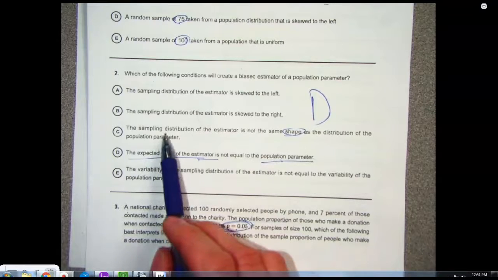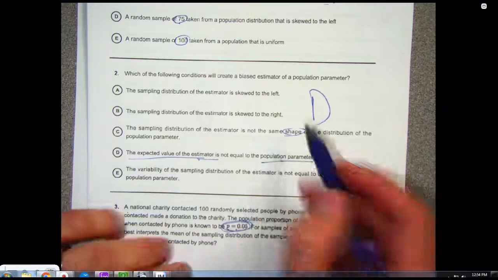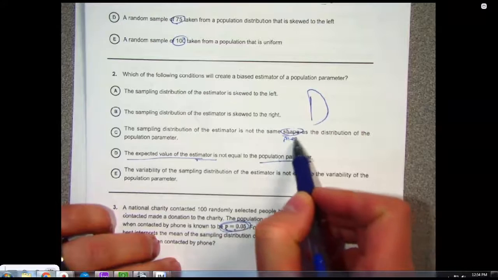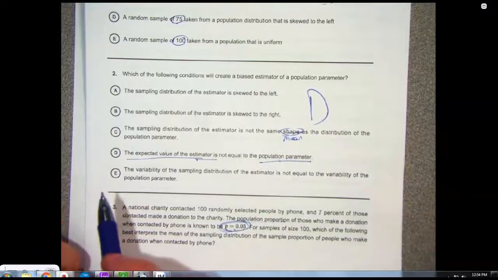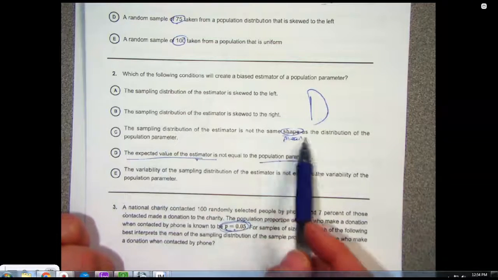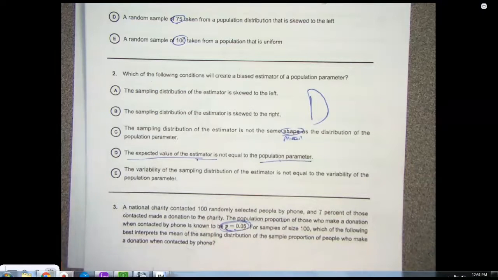A few people put C. If this word was the word mean, C would have been a good answer. But when it says shape, the original graph can be skewed right or left, and the sampling distribution would still be approximately normal as long as you took a big enough sample.